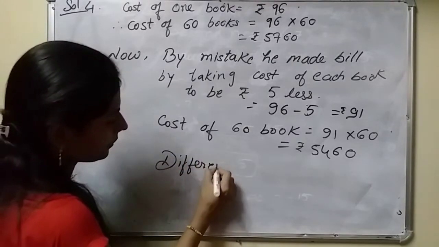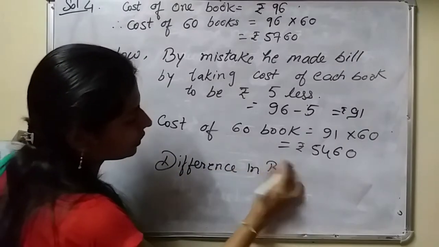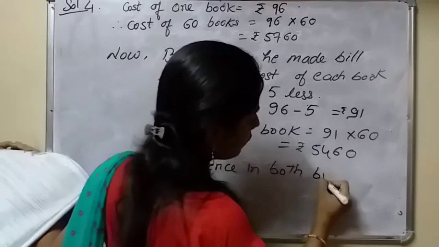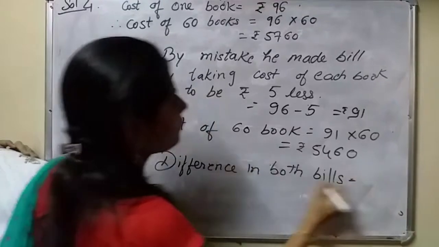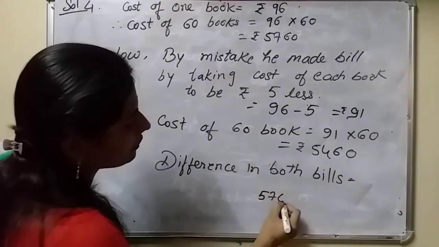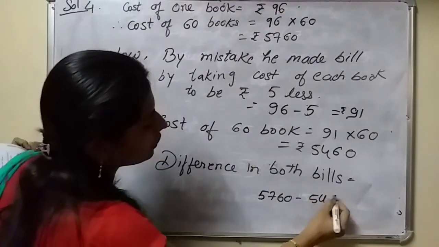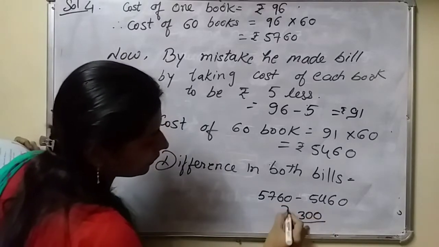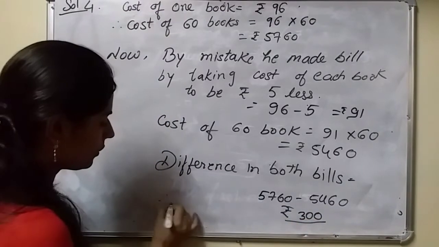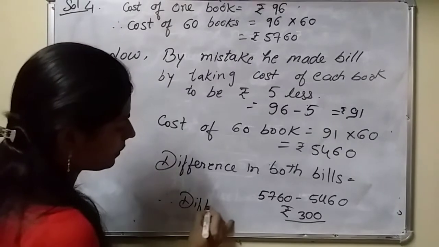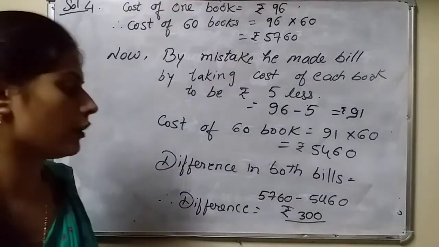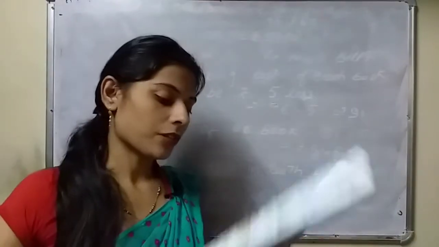Now the difference in both the bills. What is the difference in both the bills? The difference is equal to 5760 minus 5460, that is 300. Therefore the difference is rupees 300.